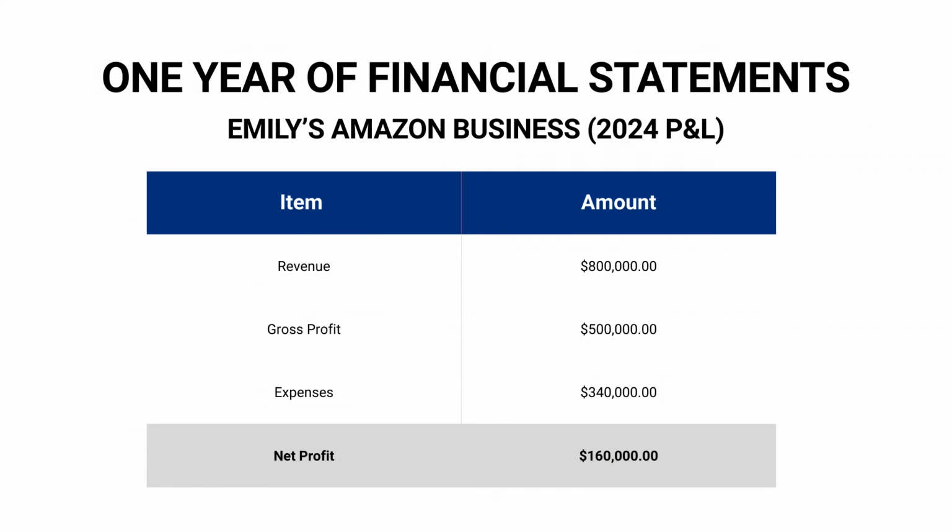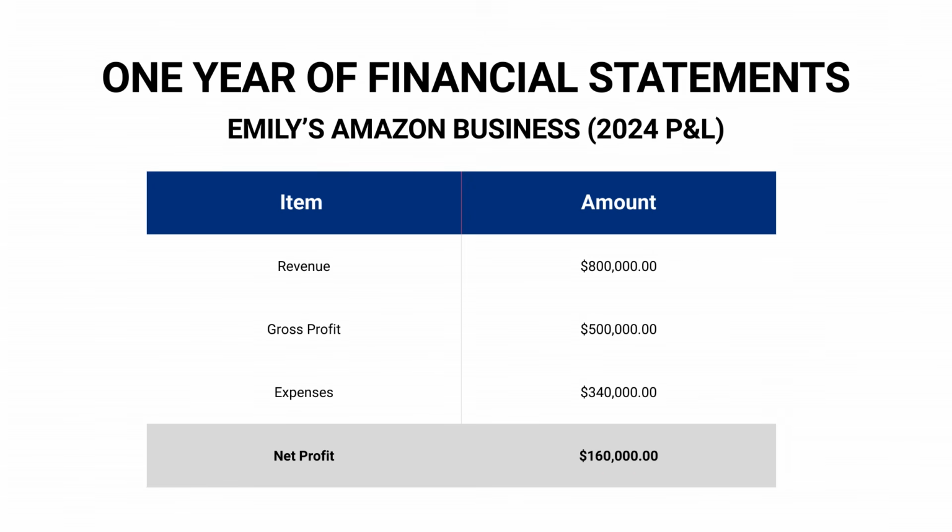Now, let's move on to the second example. We are going to look at Emily's Amazon resale business. Now, let's look at her income statement. Emily sold $800,000 worth of product in 2024. After cost of goods sold and expenses, she was able to clear about $60,000 of profit.